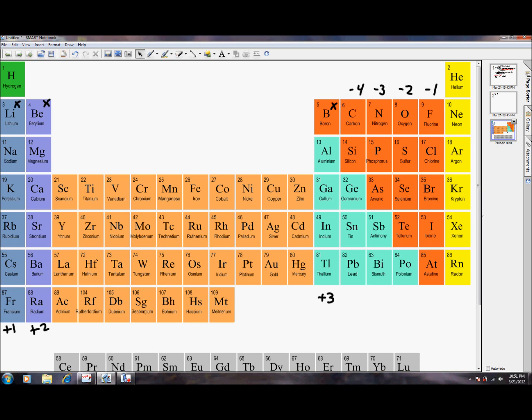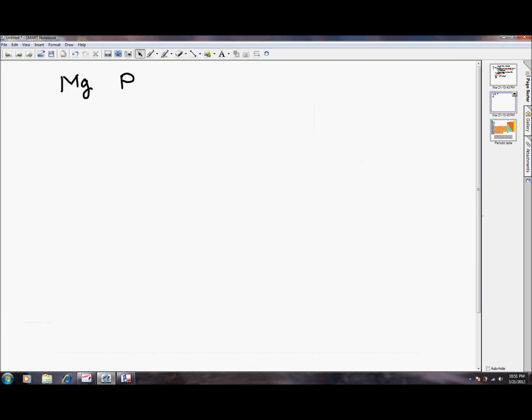Okay, so let's go over here to our board and let's write those in. Mg is +2 and P is -3. If you look at these two, they do not add up to 0. This adds up to -1. Well, if we try to add another Mg, now we've got +2 and +2, that's +4, and -3, well, that's +1.